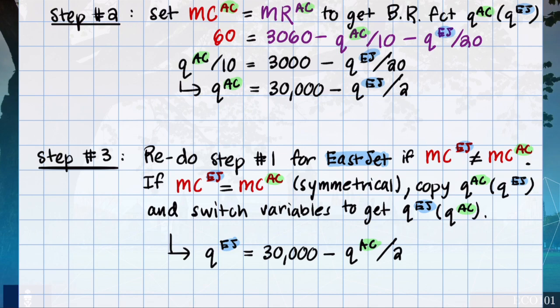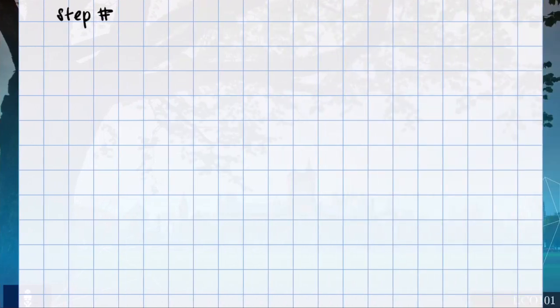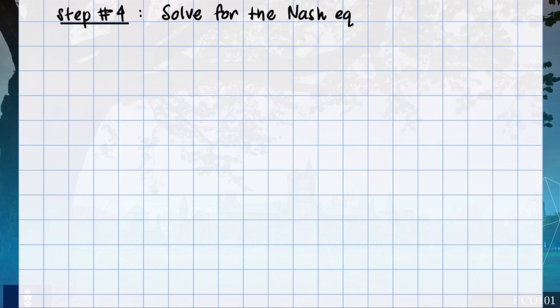And now that I have best response functions for both firms, I can go to step number 4, which is going to be to solve for the Nash equilibrium. I know how both firms are going to best respond to the other, so I can solve for this Nash equilibrium, which is going to give me the equilibrium quantity for Aero Canada and the equilibrium quantity for EastJet when both firms are best responding to each other.